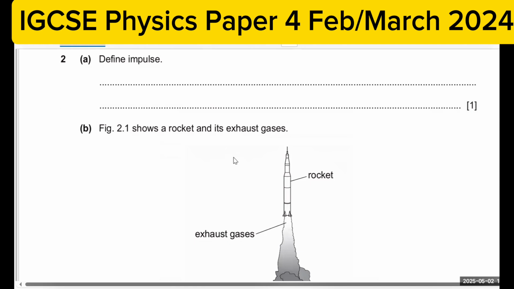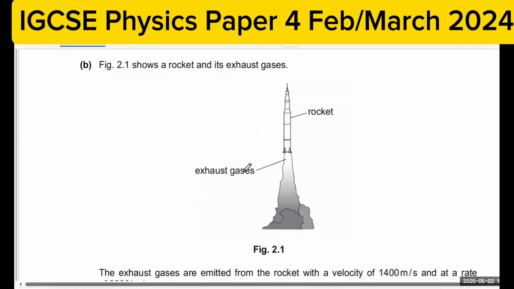Define impulse. 1 mark. So very easy. You can just write when a force acts on any object for a very short time, or just for 1 mark you can write impulse is equal to force times time. Time should be very small for impulse.